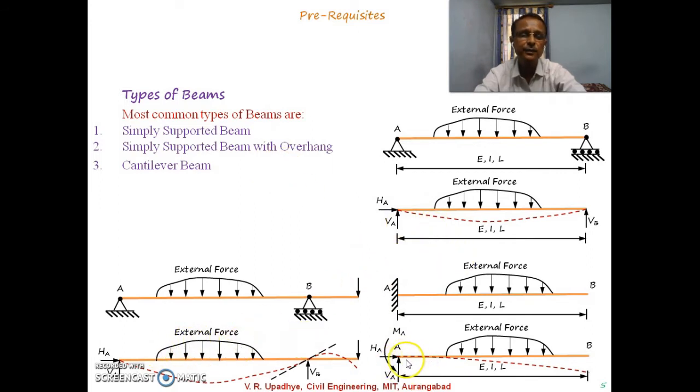This rotation is not permitted at this end, and the difference between this deflected shape and this deflected shape is that in case of simply supported beam, this is called sagging type of deflection, and in case of this cantilever beam, this kind of deflection is called a hogging type of deflection.